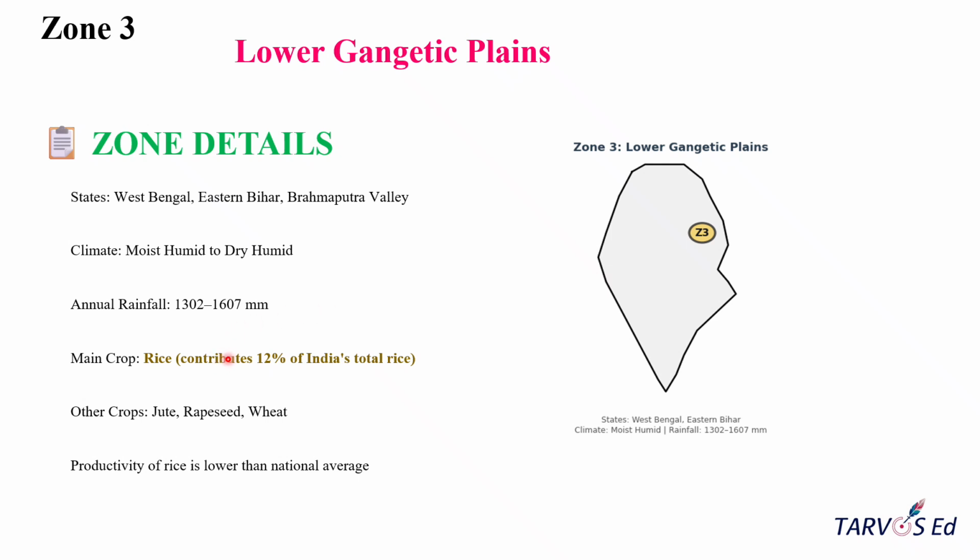Rice is the main crop here, and it is a big deal because this zone alone contributes around 12% of India's total rice production. Apart from rice, jute, rapeseed, and wheat can also be grown in that region. But there is one challenge. Despite being a major rice growing area, the productivity of rice is actually lower than the national average. That is mainly due to issues like waterlogging or flooding conditions and traditional farming practices.